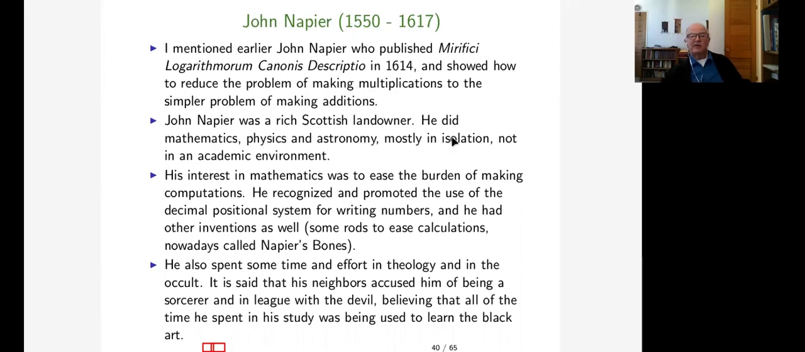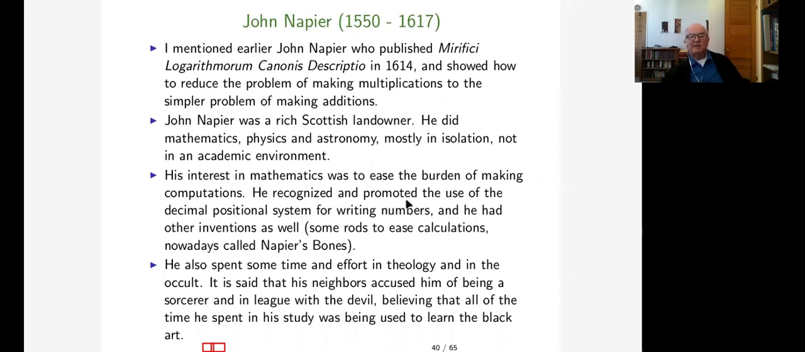And he did that all mostly in isolation. Cambridge and Oxford, I think, already existed, but he wasn't at a university. He was just taking care of his estate and studying his interests. His interest in mathematics was that he tried to ease the burden of making computations.